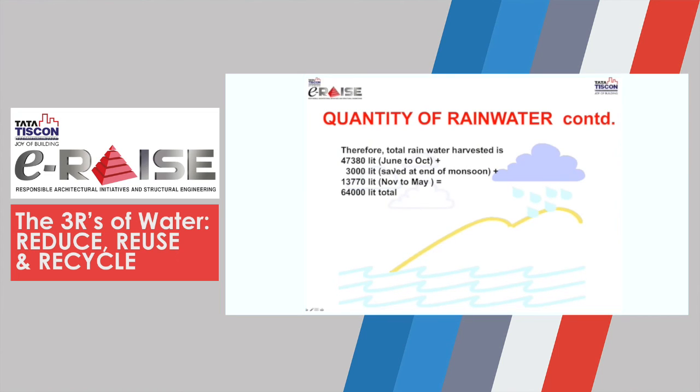So at the end of the year, what do we have? We have 47380 liters from June to October, which is the monsoon months, then 3000 liters saved at the end of the monsoon, and then 13770 liters from November to May, the non-monsoon months. In total, we have generated 64,000 liters of water. Now, if you ask me, is that enough? I will tell you, was this water in your plan at all? So, this water is completely extra with just a little bit of investment.